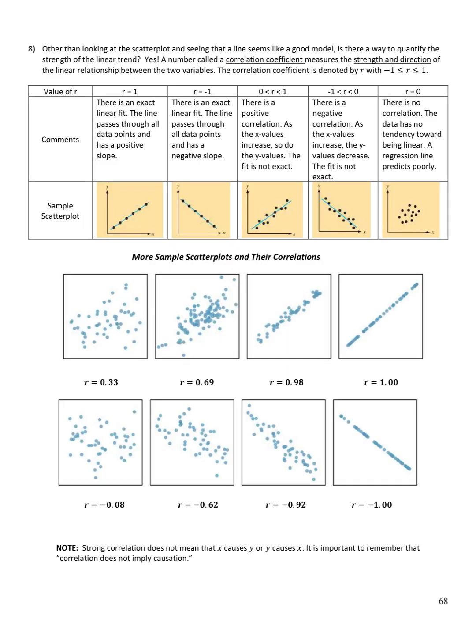Other than just looking at a scatter plot and seeing that a line seems like a reasonable model, like oh yeah, it looks like all the data are sort of clustered around a line, there is a way to quantify the strength of a linear trend. It's called the correlation coefficient, and it measures the strength and direction of the linear relationship between 2 variables. It's always a number. We denote it with the letter R. It's always between -1 and 1. When you're at -1 or 1, that means perfect correlation.